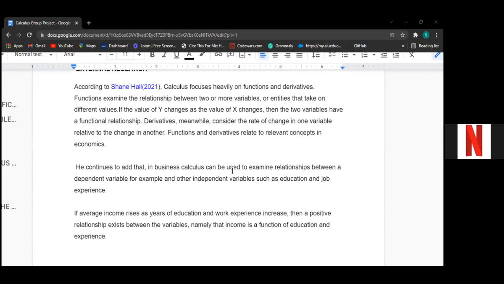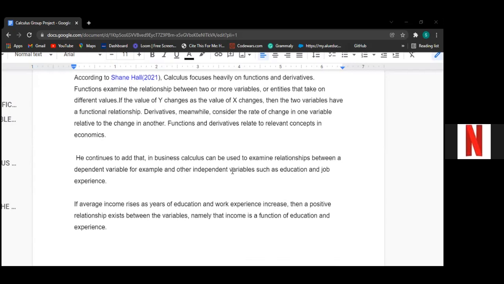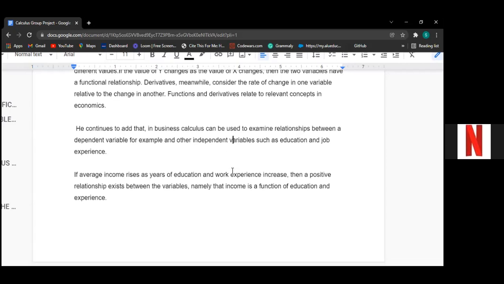For example, in the case where we are trying to see if there is an increase of income with increase in years of experience, or whether with an increase in your number of years, the levels of education, there's also an increase in income. So that's how we use derivatives in calculus in business.